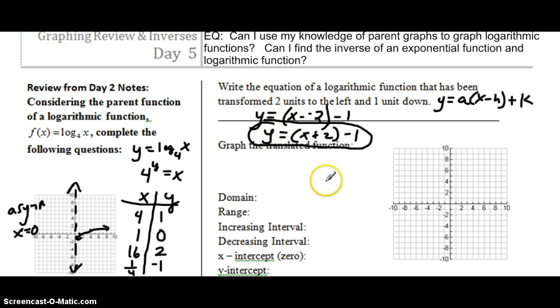Okay, now they want us to graph this translated function. So I'm going to use my parent graph to help me. First, it's moving to the left 2, so I'm going to move my asymptote to the left too. So here it's x equals 0. So this one's going to be x equals -2, because it's moving to the left. So I'm going to go ahead and graph that.